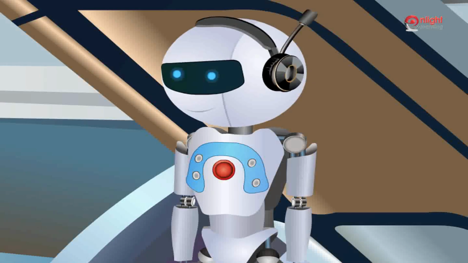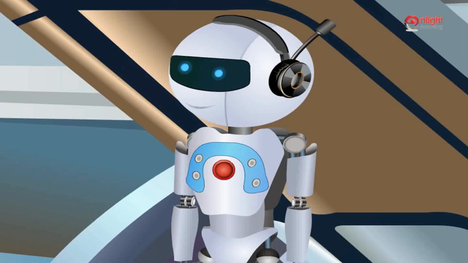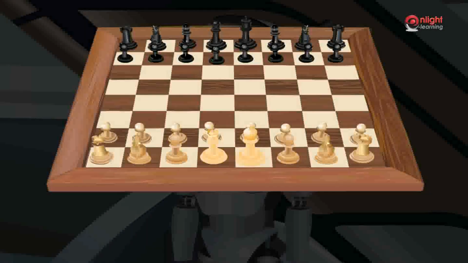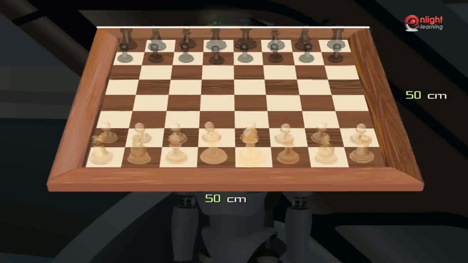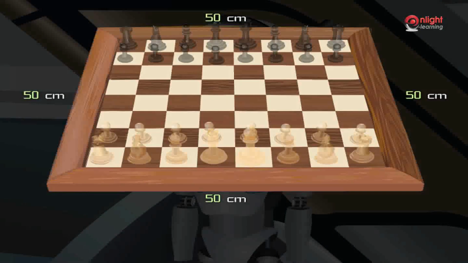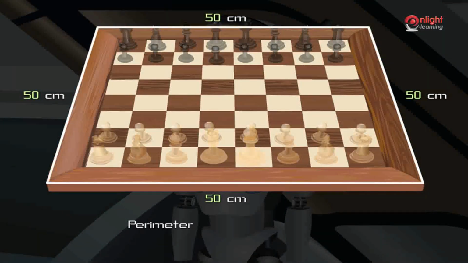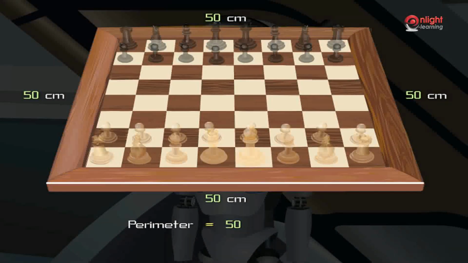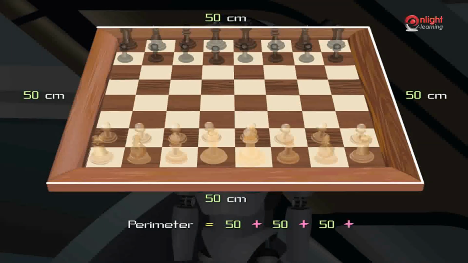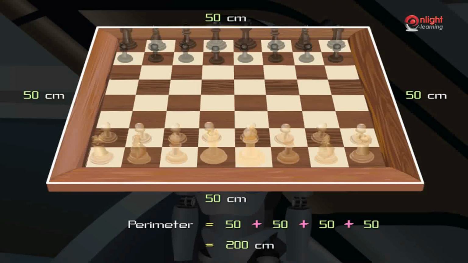Very good. Let us consider a square-shaped object now, like a chessboard. Suppose the dimensions of a chessboard are given as shown in the figure. We find the perimeter by summing up the lengths of all the sides, which in this case is equal to 50 centimeters plus 50 centimeters plus 50 centimeters plus 50 centimeters, which is equal to 200 centimeters.